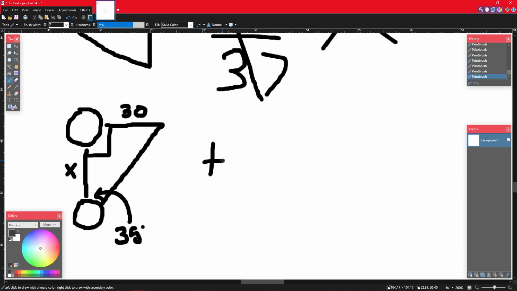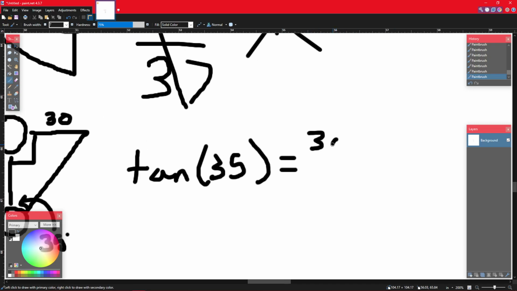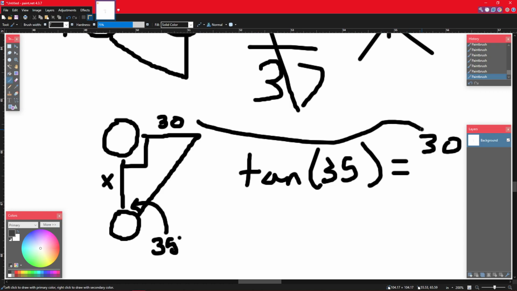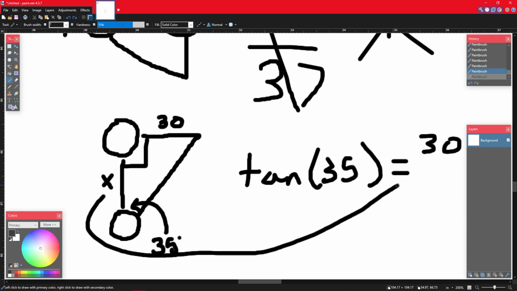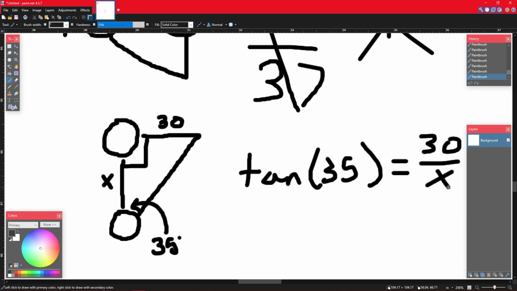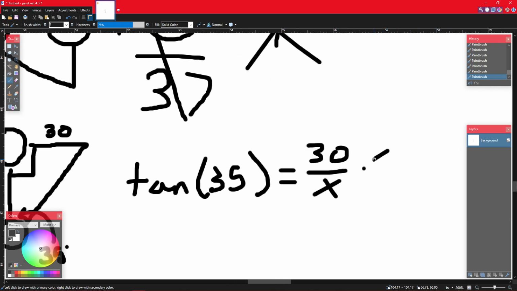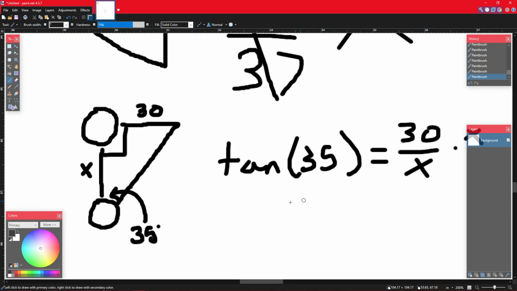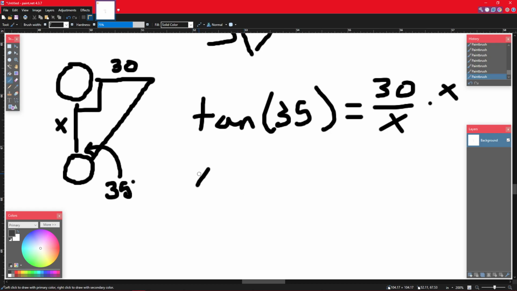So we can do tan 35, okay? And then we can set this equal to 30, which is this value right here, and x, which is this value right here. We're going to divide that by x. So now what we need to do is multiply this by x to get that out of there. And now we have x times tan 35 equals 30.